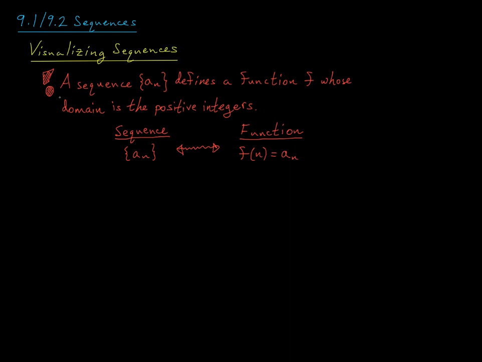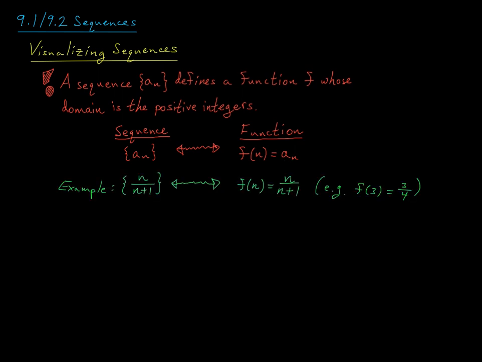All right, so first off, I just want to highlight the fact that a sequence a sub n defines a function f whose domain is the set of positive integers. Okay, so the way this works is that if I have a sequence a sub n, well then I can consider this function f whose input n just takes on positive integers, right? 1, 2, 3, 4, so on and so forth. And the outputs are just the associated a sub n's, right? They're the terms of the sequence.